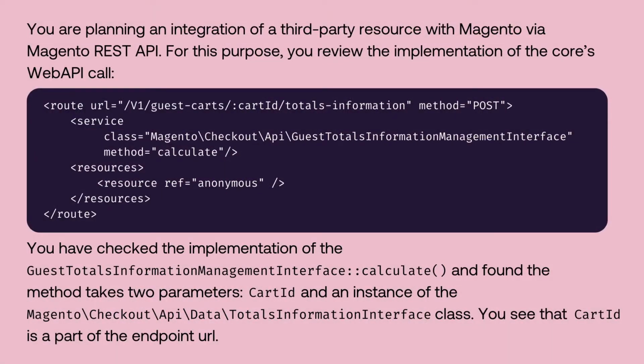Let's talk about another practice test question. Here it is. You are planning integration of a third-party resource with Magento via Magento REST API. For this purpose, you will review the implementation of the Core Web API call. You check the implementation of the guest totals information, and you found that the method takes two parameters, a cart ID and an instance of this method here. You see that cart ID is part of the endpoint URL.